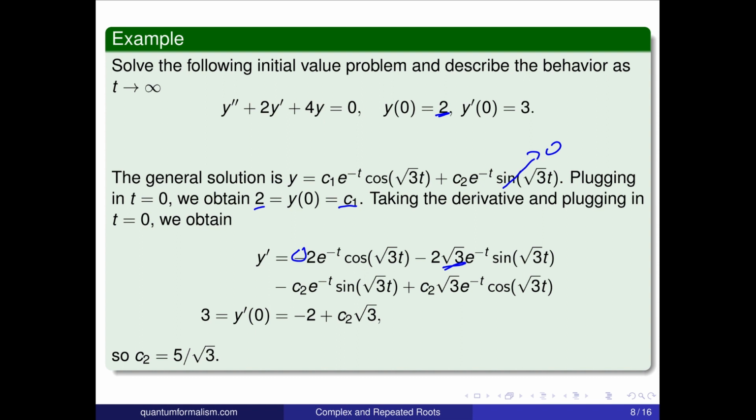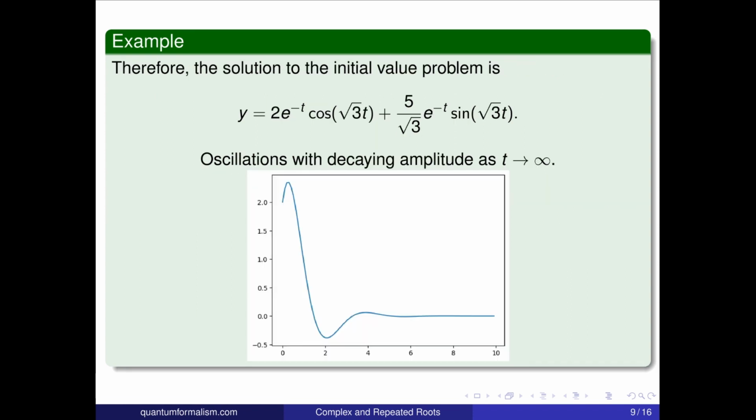Now we plug in t equals 0, and once again, the two sine terms will go away, so actually we only care about the other two terms. And e to the 0 and cosine of 0 are both 1 again, and so we'll end up with 3, which is our initial condition from y prime of 0, should be equal to minus 2 plus c2 times the square root of 3. And so c2 should be 5 over the square root of 3. All right, so that gives us the solution of the initial value problem. We'll have a 2 on that first term and a 5 over square root of 3 on the sine term.